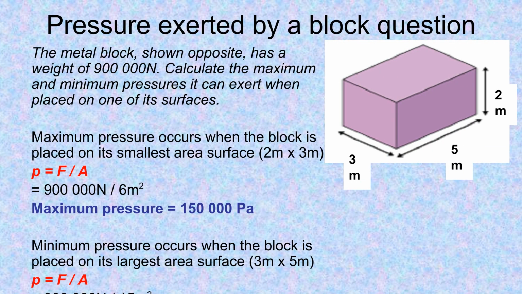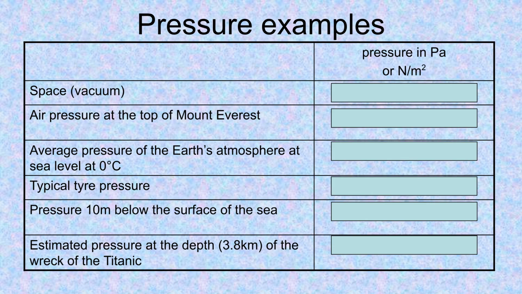Next, let's solve a pressure problem. A metal block with a weight of 900,000 newtons is shown. Calculate the maximum and minimum pressures it can exert on its surfaces. The maximum pressure is 150,000 pascals, calculated using the smallest area of 2 meters by 3 meters. The minimum pressure is 60,000 pascals, using the largest area of 3 meters by 5 meters.